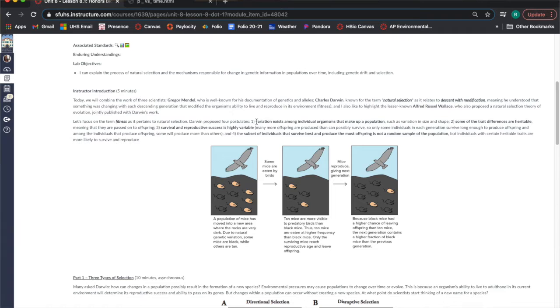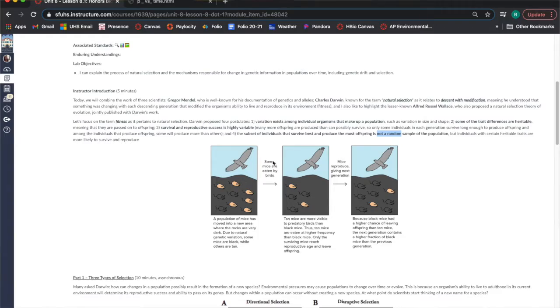So let's focus on this term fitness as it pertains to natural selection. Darwin proposed these four postulates: that variation exists among individuals that make up a population, such as variation in size and shape; that some of the trait differences are heritable, meaning that they are passed on to offspring. Obviously, Mendel went much deeper to explain those patterns, but even Darwin knew that those traits were being inherited by offspring. Survival and reproductive success is highly variable. Many more offspring are produced than can possibly survive, so only some individuals in each generation survive long enough to produce offspring. And of those individuals, some produce more offspring than others. And then finally, the subset of individuals that survive best and produce the most offspring is not a random sample, but rather those that have the inheritable traits that are more likely to survive and reproduce.